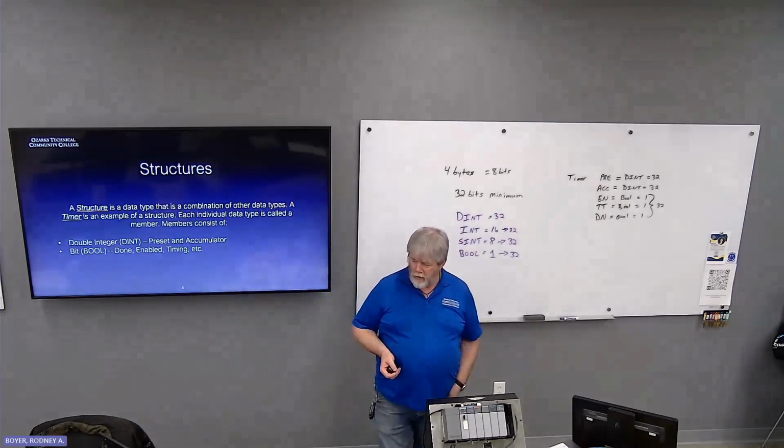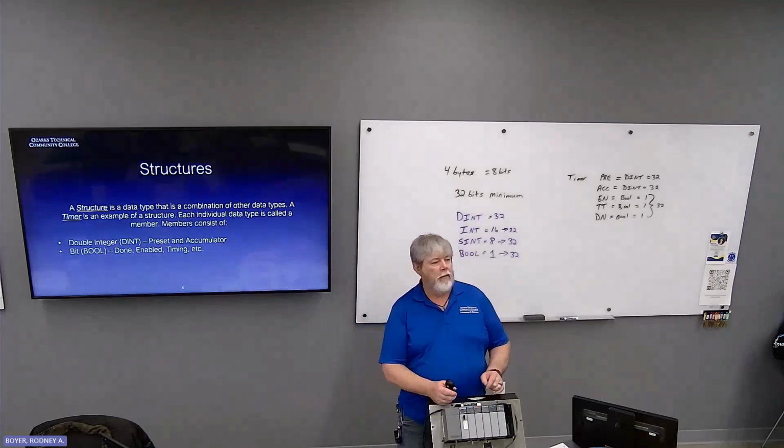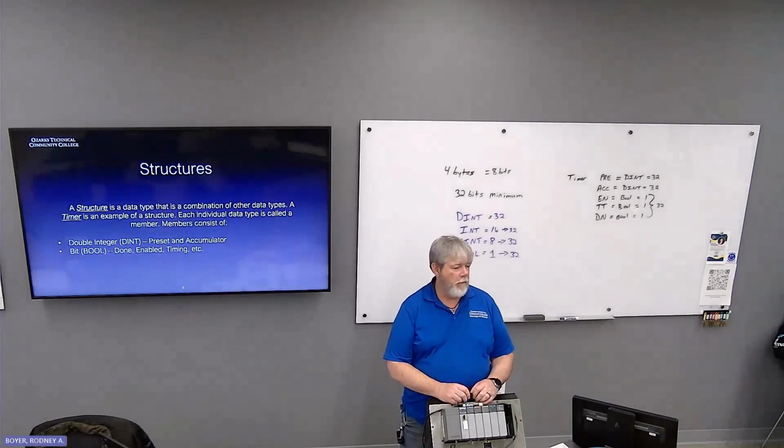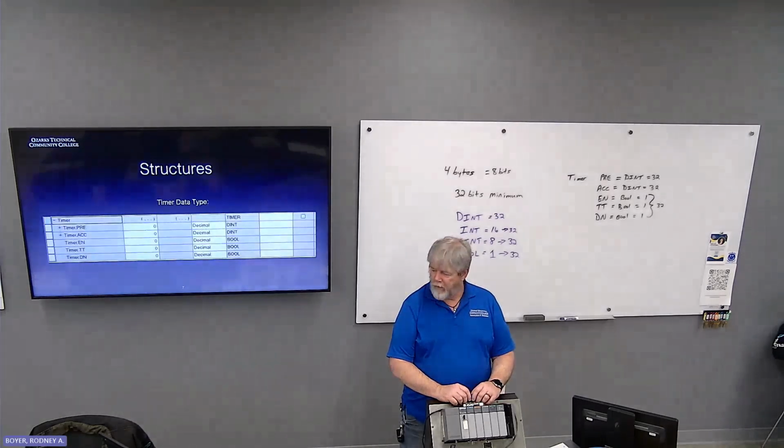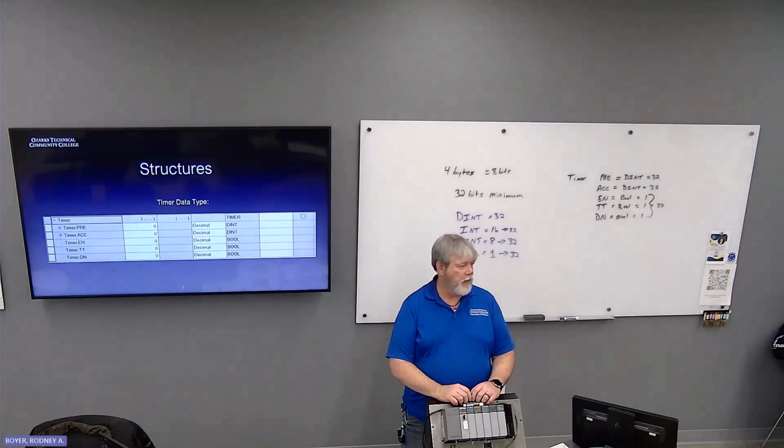The structures are a combination of other data types. So, like I said earlier, timer is an example of a structure. Each individual data type in it is called a member, as a member of the structure. Preset and accumulator are DINTs, and then the done, enable, and timing are bools. So that is a breakdown of what that looks like in your controller.